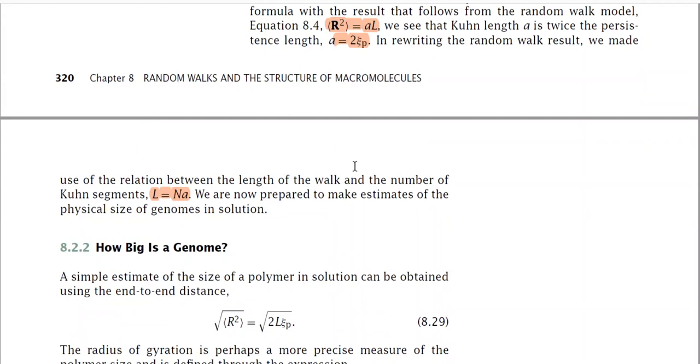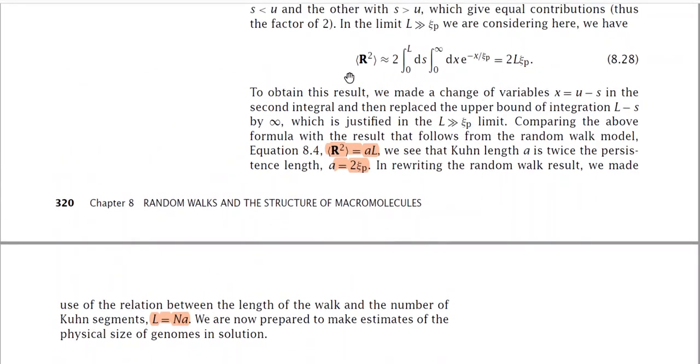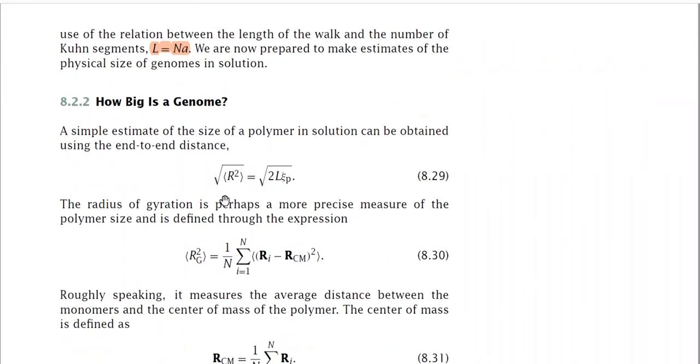Now what we are going to derive is how big a genome is. A simple estimate of the size of the polymer in solution can be obtained using the end-to-end distance formula that we have derived, that is r square is equal to 2L into epsilon p. So we can write root over of r square is equal to root over of 2L into epsilon p. So the size of the polymer in solution can be obtained using this particular relation.